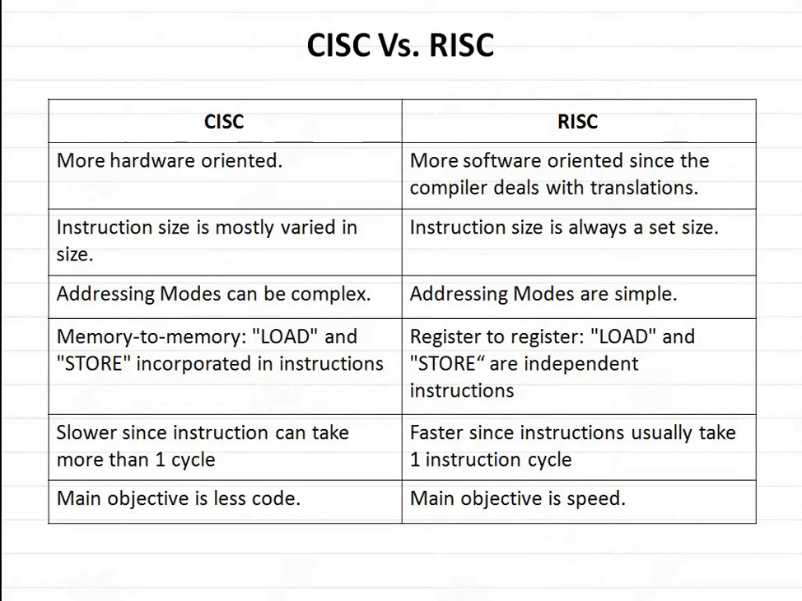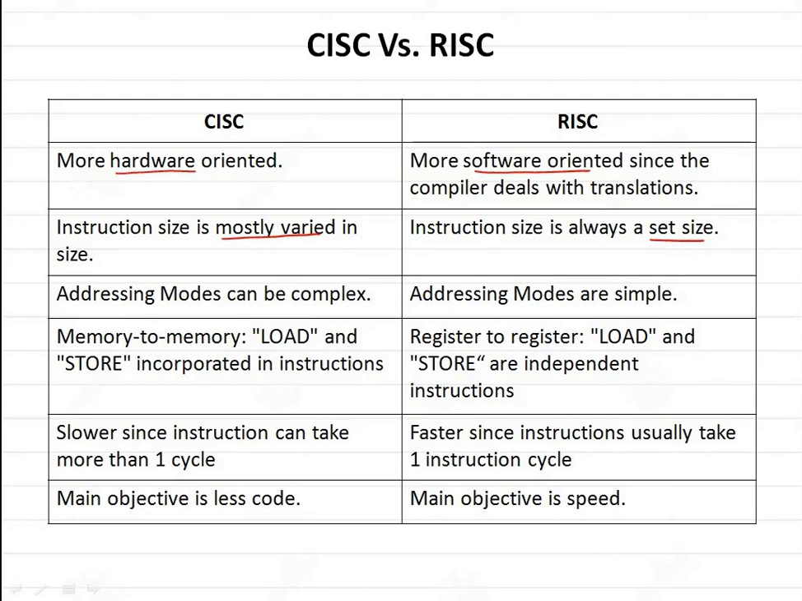Finally, let us see the difference between CISC and RISC-based computers once again. The CISC-based design is more hardware oriented. The focus is given on the hardware, while in case of RISC architecture it is more software oriented, so the main focus is given to the compiler design. Secondly, in case of CISC, the instruction size is mostly varied. We have different sizes of instruction, maybe 1 byte, 2 byte, 4 byte and so on, while in case of RISC the instructions are always of the same size. Generally we fix the size of the instruction, say all the instructions will be of 2 bytes only.